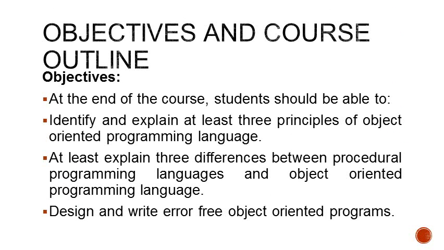I'm going to start with the objectives and of course the course outlines. So far, we have 3 objectives. At the end of the course, the student should be able to identify and explain at least 3 principles of object-oriented programming language. Secondly, explain at least 3 differences between procedural programming languages and object-oriented programming language. And the last, design and write error-free object-oriented programs.